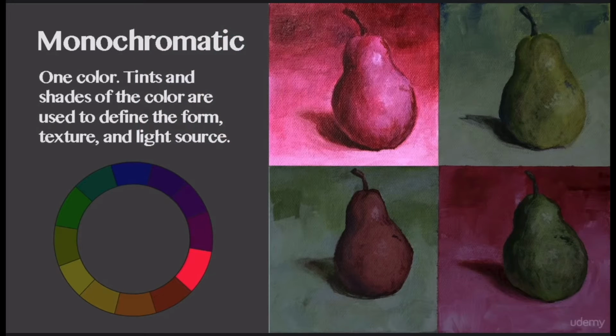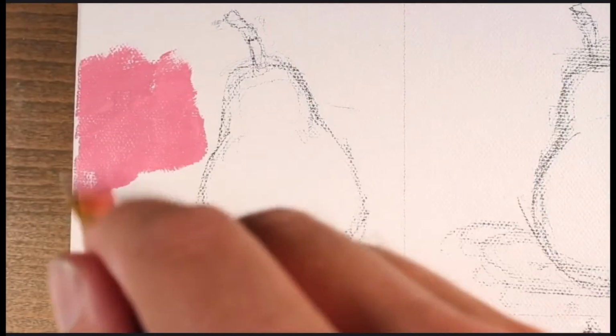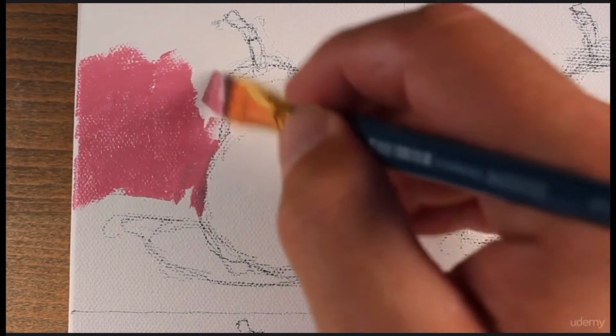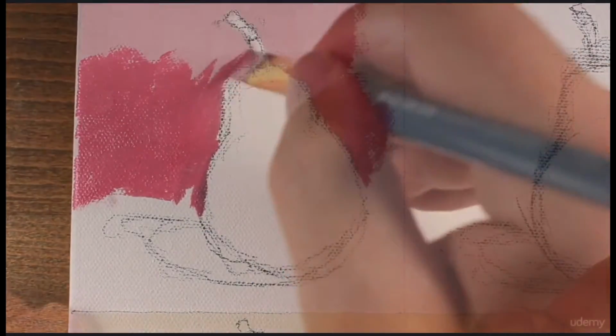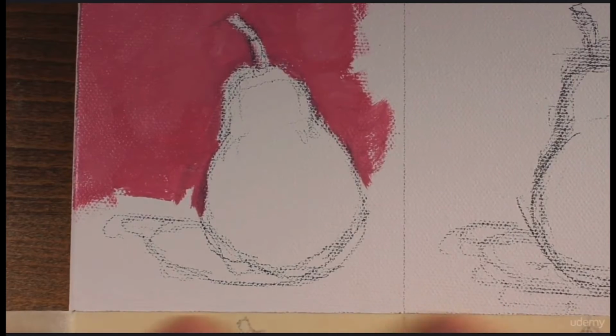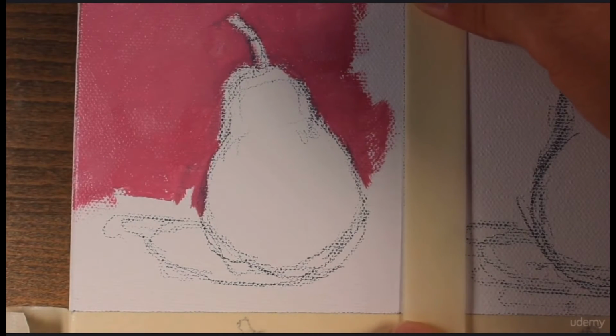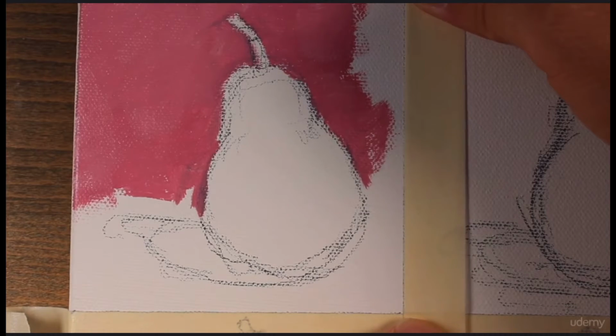We'll start with monochromatic. Monochromatic literally means one color, so we'll be using just one color. Tints and shades of the color are used to define the form, texture, and light source. We'll use alizarin crimson as our one color. We'll create the tints by mixing titanium white with that color, and we'll create the shades by mixing alizarin crimson with a mixed black of ultramarine and burnt umber.